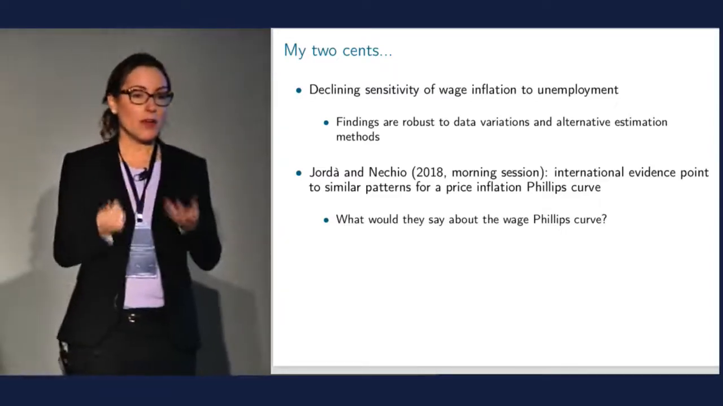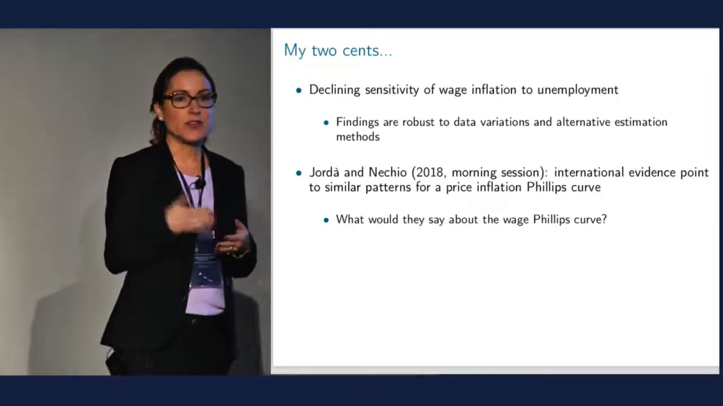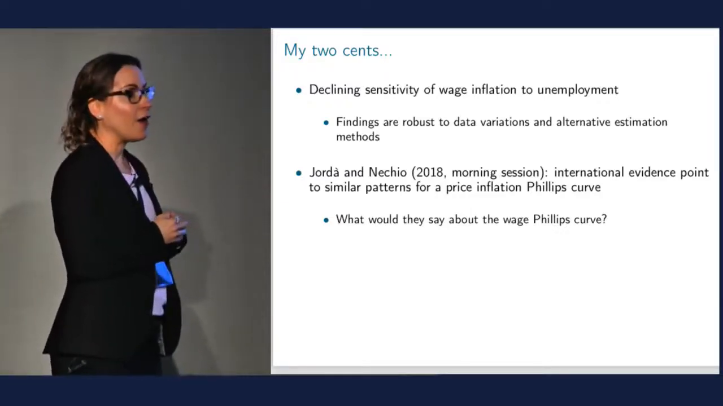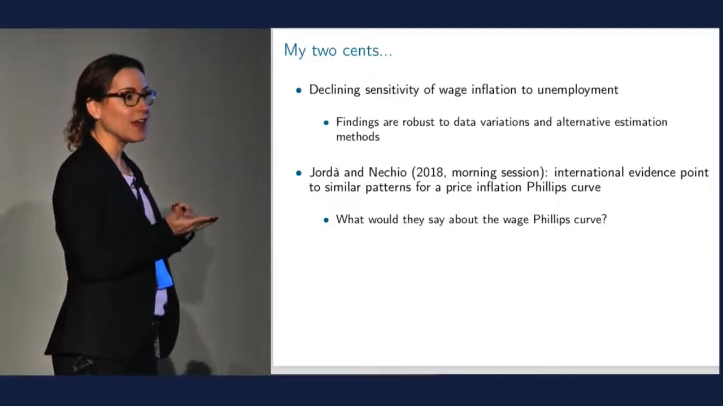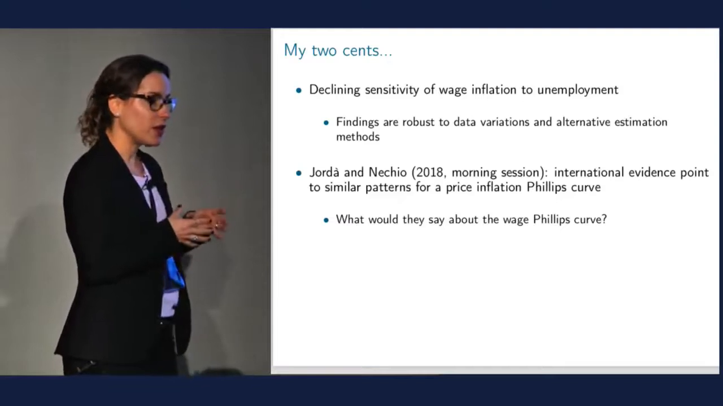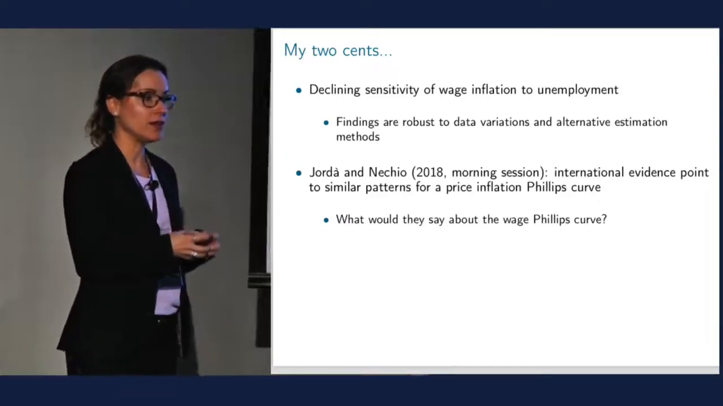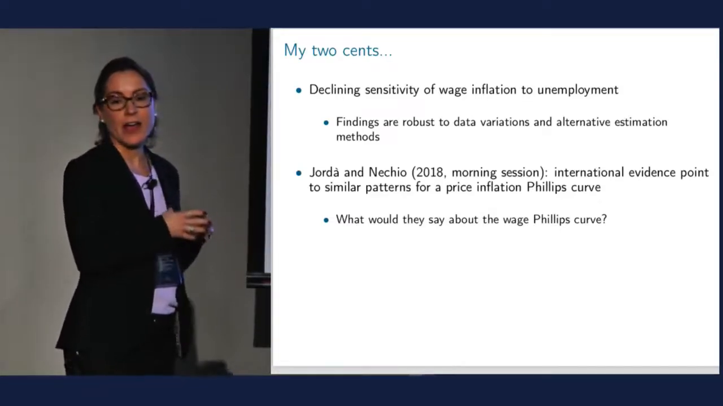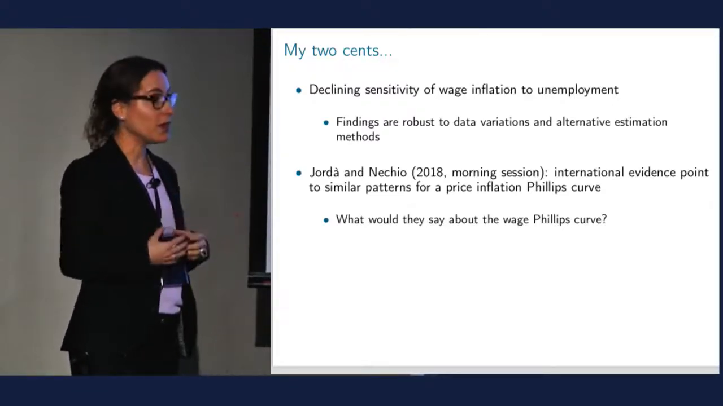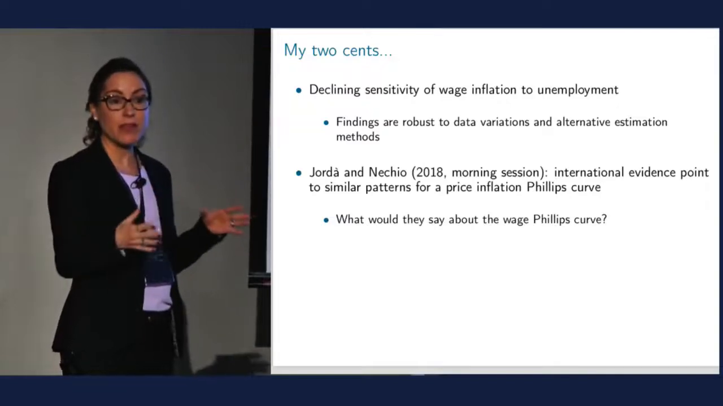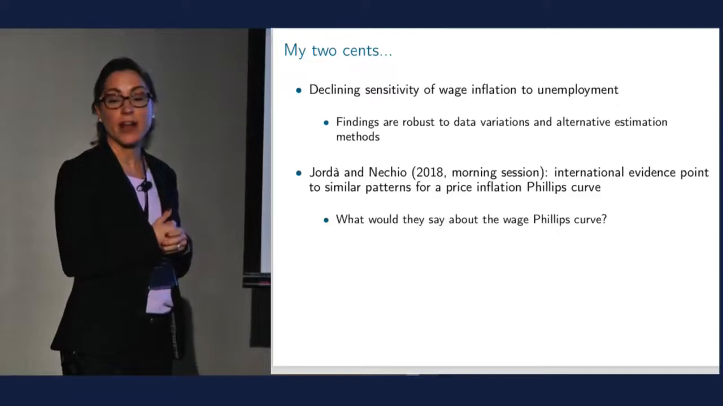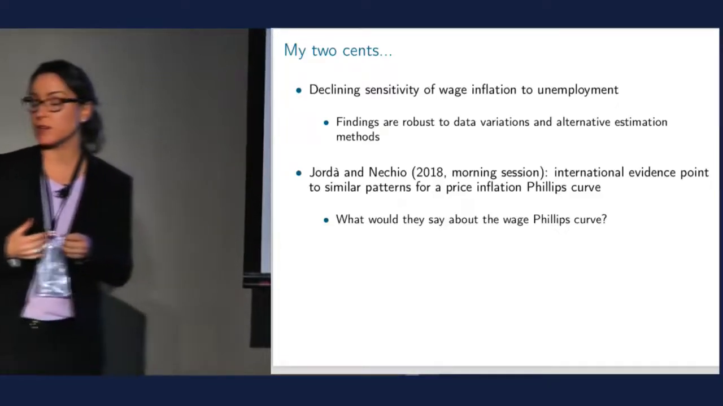So the question that I want to try to answer in my last few minutes is, what would Oscar and I say about the wage Phillips curve? So Galli and Gambetti are approaching the data by looking at the US data. Oscar and I had a big panel of 45 countries or so. And so what I'm going to do next is try to expand their model, their results, and look at international evidence on the wage Phillips curve.